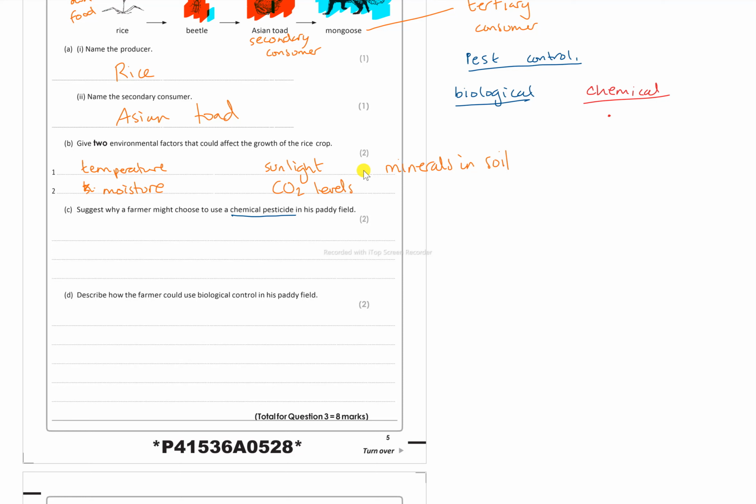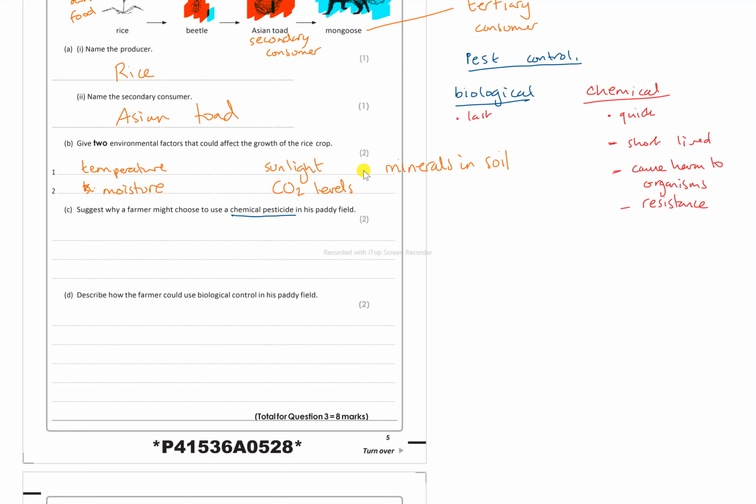pest control. This is quick, but it's short-lived. It can cause harm to other organisms. What else can it do? Right, you can also end up with resistance to it, like an antibiotic resistance. And then that pesticide is no longer effective, so you've got to produce another one, and then that might be toxic to humans.